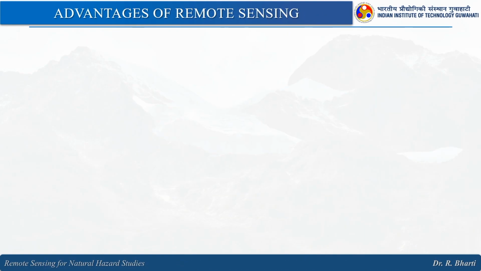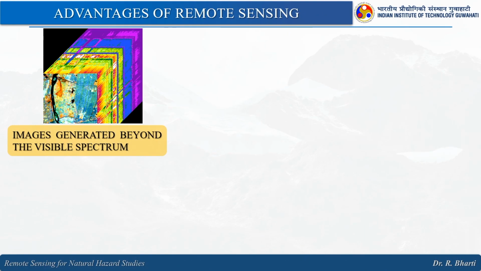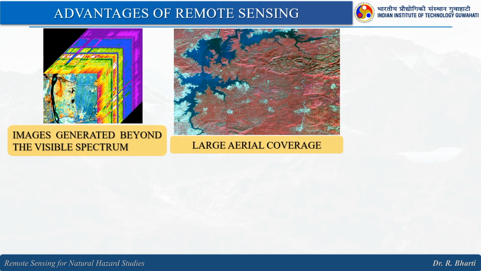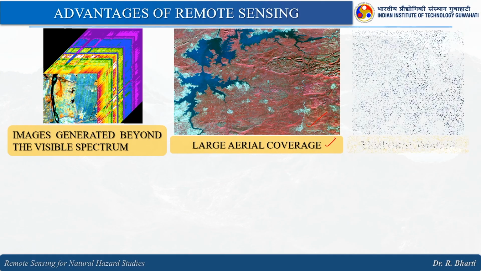Now, we will also see some of the advantages of remote sensing. The image is generated beyond the visible spectrum; our eyes are sensitive from 400 to 700 nanometer, but with the instrument we are able to generate images in the thermal as well as the microwave domain, right. Larger aerial coverage will help you study and identify the morphology of a river, the shape of a lake, and the distribution of the urban area.